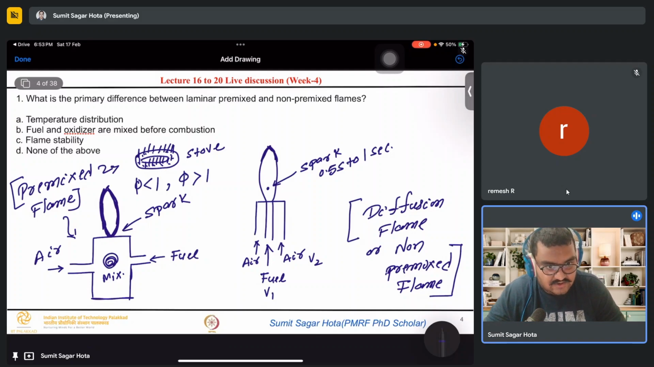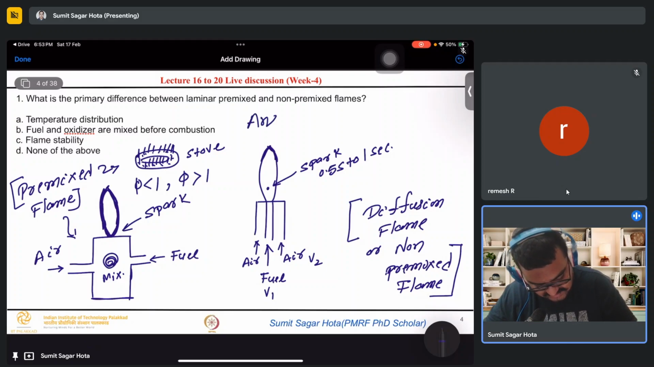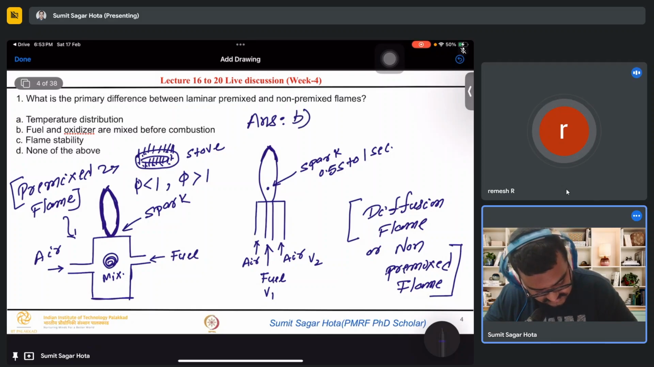Now, this is pre-mixed and non-pre-mixed, and depending upon the Reynolds number, you can get a laminar flame or a turbulent flame. So that's the whole story. I expect this should be covered in your lectures. Anyway, I think your basic understanding will now be clear. Yes, thank you, sir. It's clear.